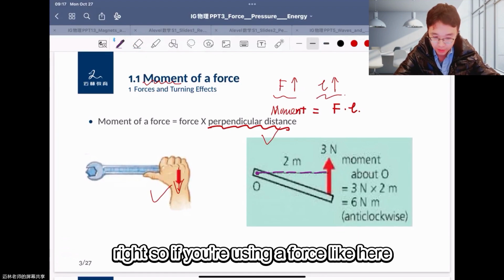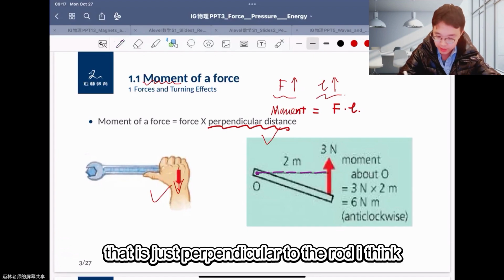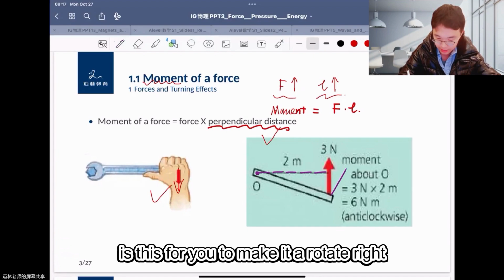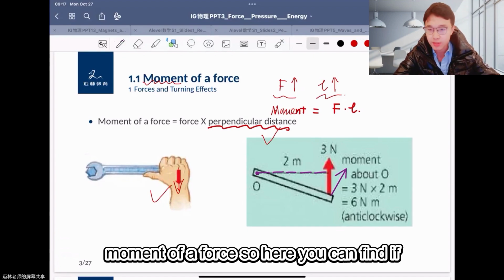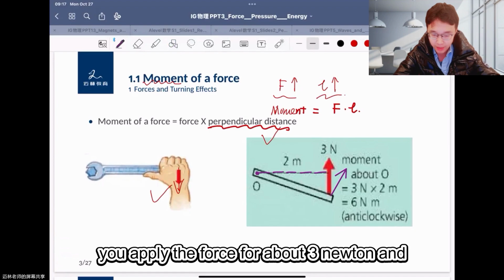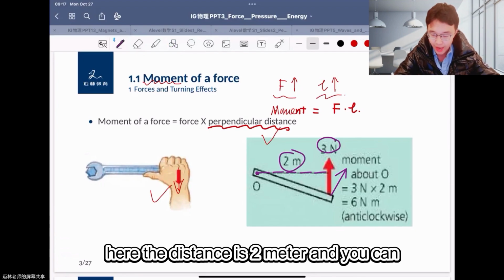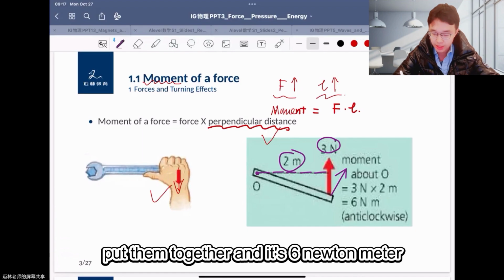So if you're using a force like here, that is just perpendicular to the rod, I think it is easiest for you to make it rotate, right? So here is a moment of a force. So here you can find if you apply a force of about 3 Newton, and here the distance is 2 meter, and you multiply them together, it's 6 Newton meter.